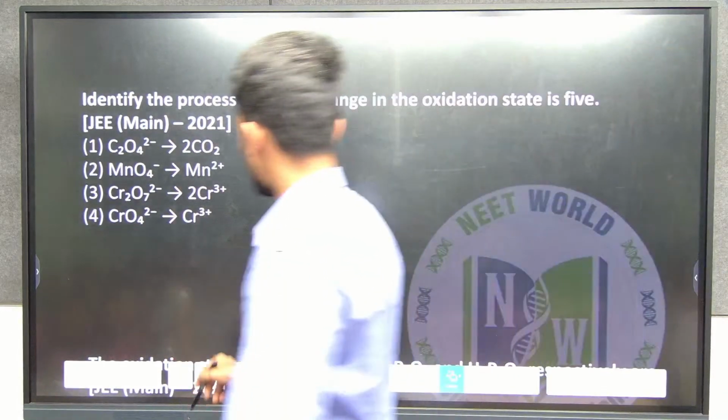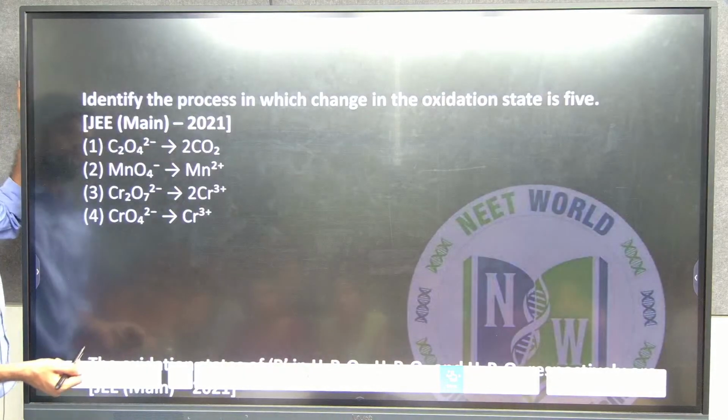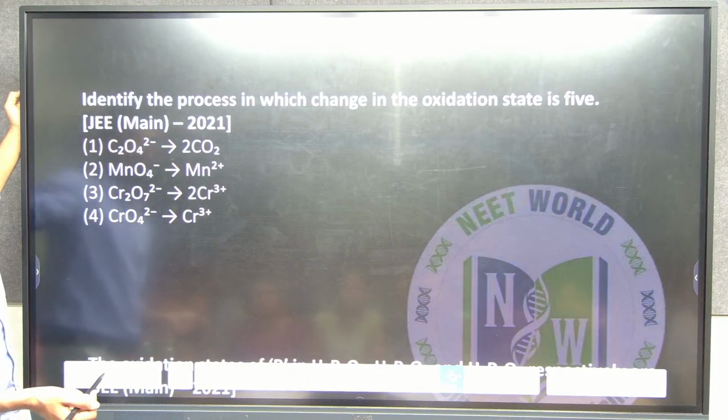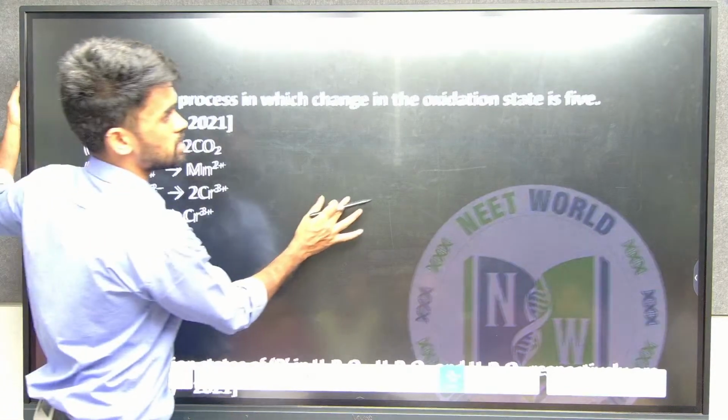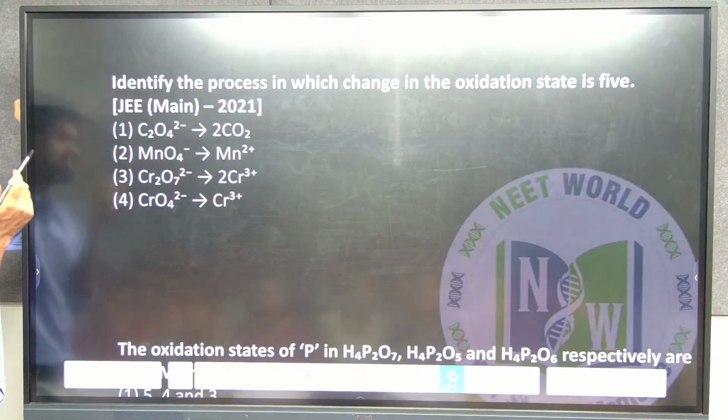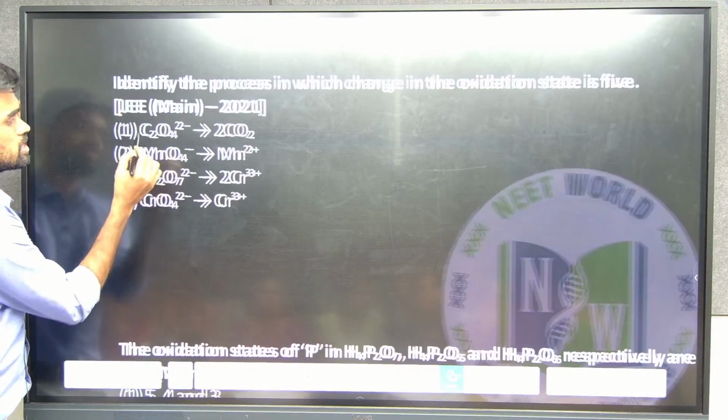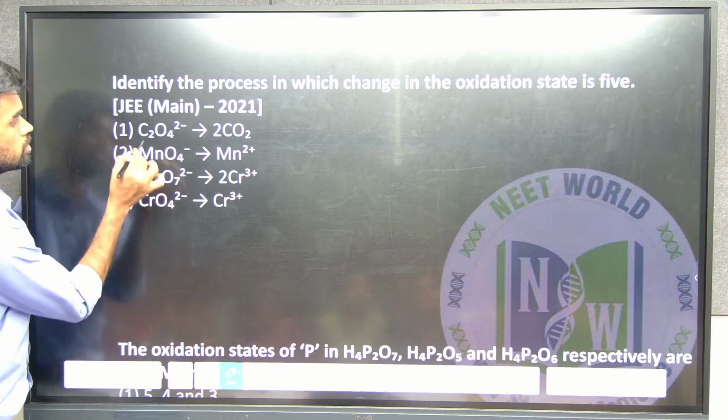Tell me here, what is the oxidation state? Change in oxidation state is 5, they are saying. You tell me from where we have an oxidation state change of 5. Fast. See, what is the oxidation state you got in the first option? Here.